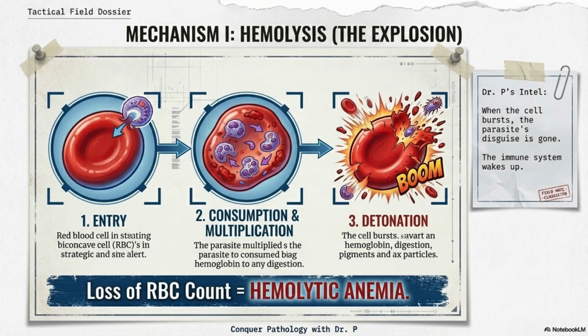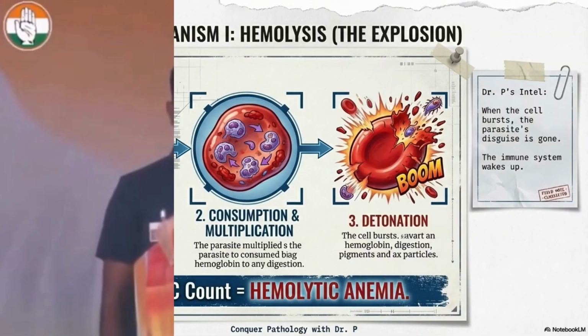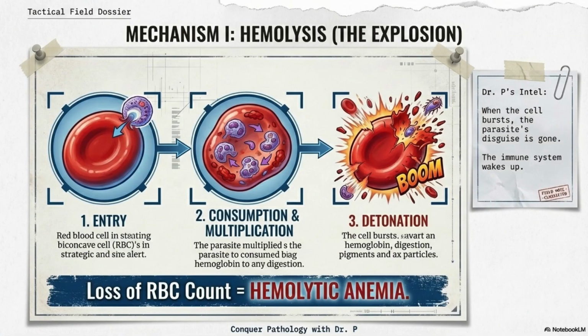First there is entry. The parasite enters the RBC. Consumption, it eats the hemoglobin and multiplies. Then detonation. Boom, the cell bursts. The parasite eats the hemoglobin and the pressure builds up for the RBC. Bye-bye, tata, goodbye. It releases hemoglobin, digestion pigments and toxins. Loss of RBC count leads to hemolytic anemia. And crucially, when the cell bursts, the parasite's disguise is gone, the immune system wakes up.